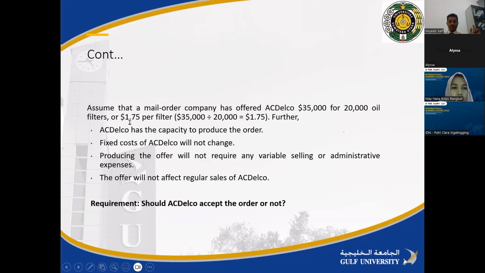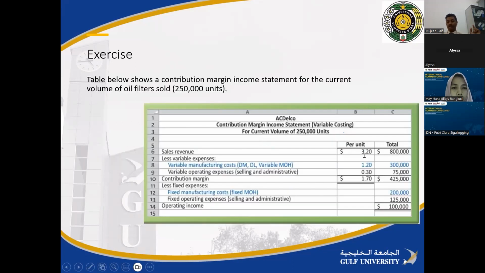So immediately the managers say, how can I sell one oil filter for 1.75 when the normal price is 3.2? It is impossible. This is why I said there are some techniques we should have experience with. We should try to change the opinion of the managers. We should provide a complete report to the managers. Please wait, we will make an analysis and provide you evidence about this order.